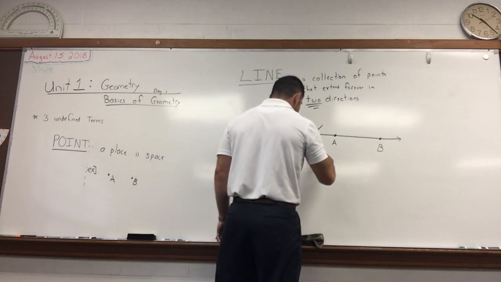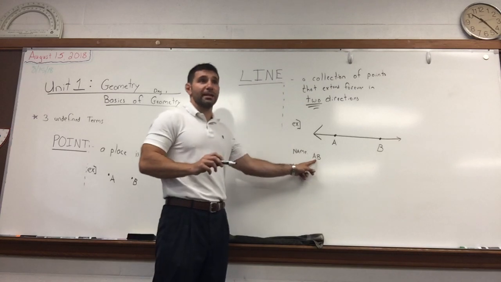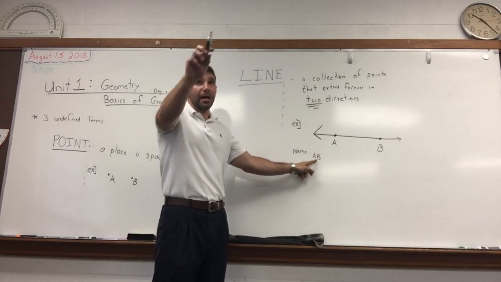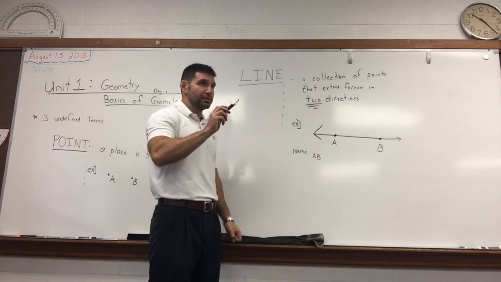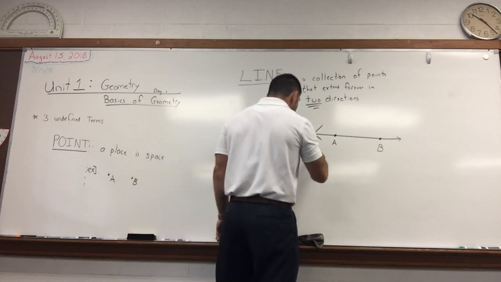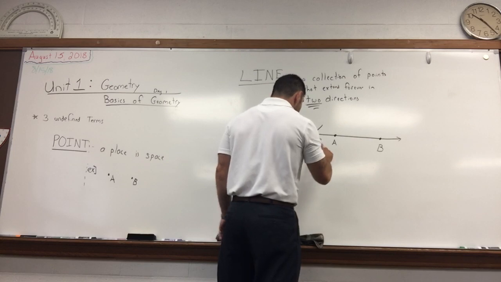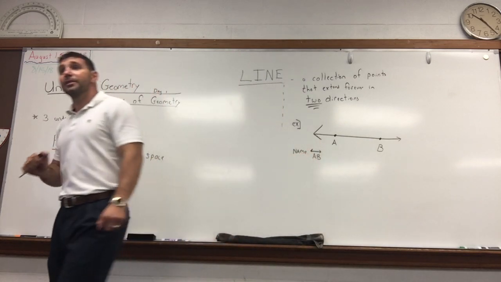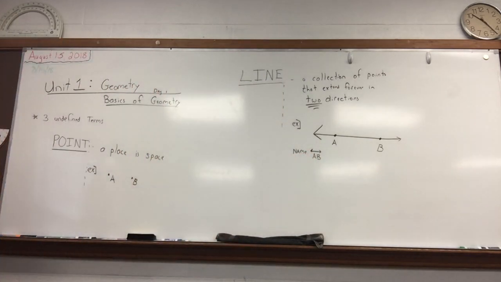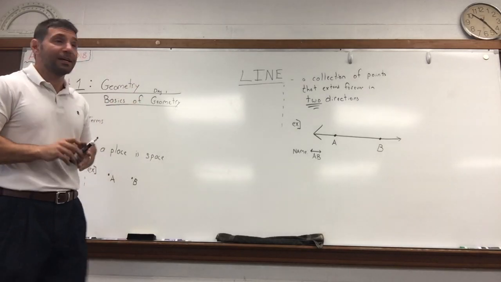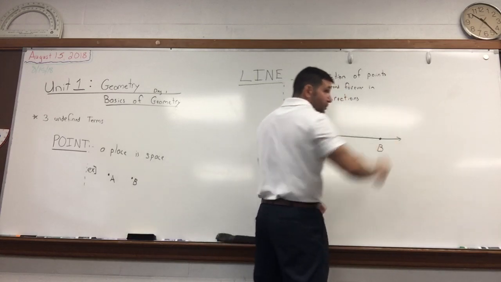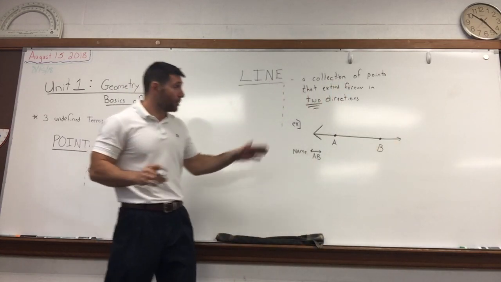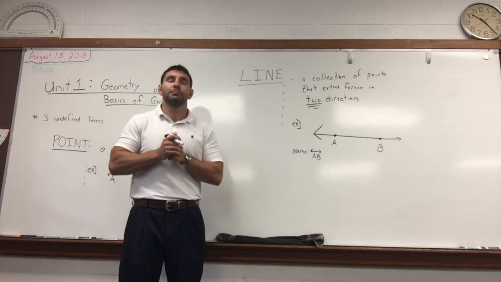Now listen. I can't just write this. To show that it's a line, what do I have to do? Put a comma. No? Brooklyn? Yeah, I physically have to draw a line above it. That's putting the correct notation in geometry. That is line AB. That means it goes forever in this direction, goes through A, goes through B, and goes forever in that direction. Is there another way to name this line?